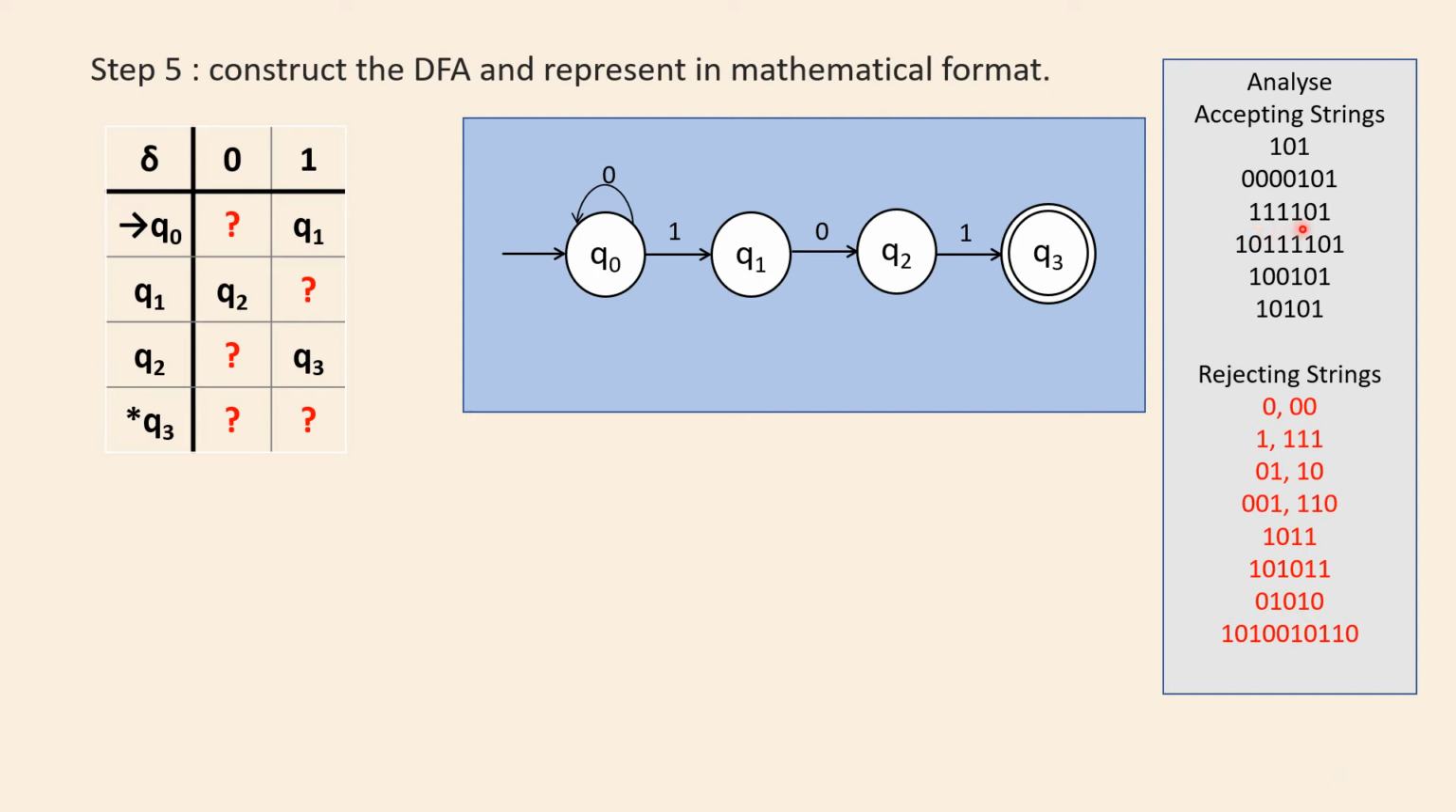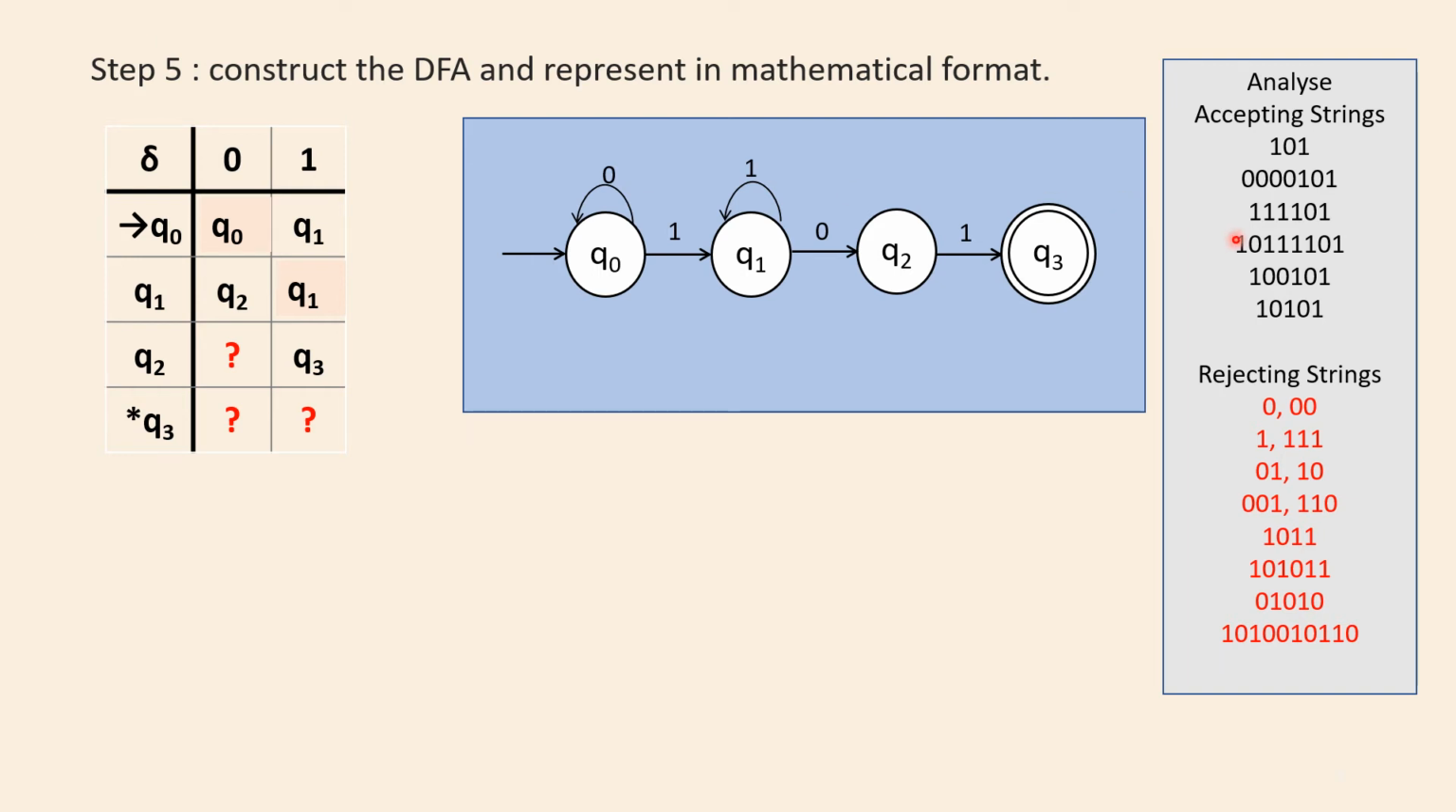If I have n number of ones ending with 101, I am looping n number of ones in Q1. So, the first 1 moves from Q0 to Q1 and then the rest of the ones get looped in Q1, where again we have ending with 101. Therefore, it is in the final state. In the table, Q1 with input 1 is in Q1 itself.